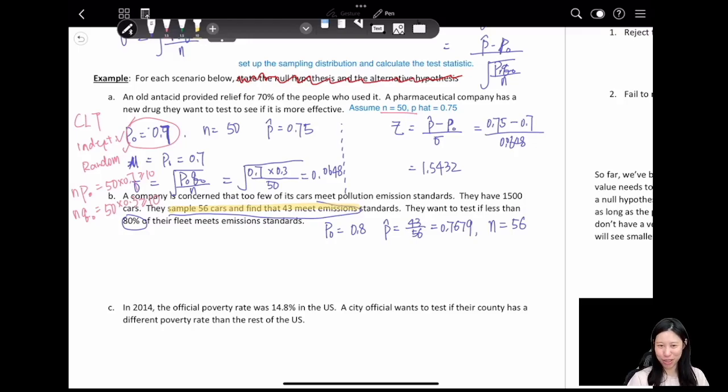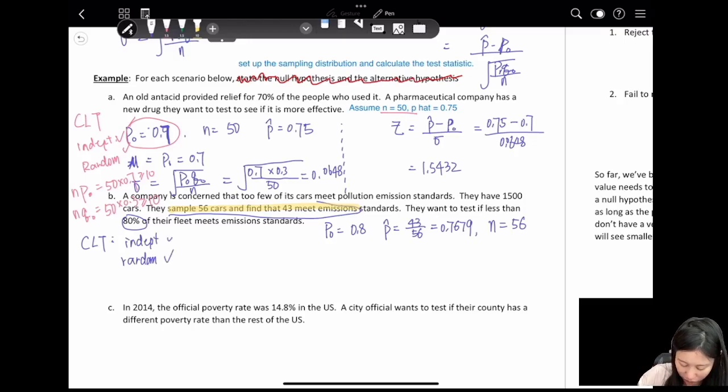So what's the first step when you try to set up a sampling distribution? State the central limit theorem. So from the central limit theorem, we have independence, randomization, and then the success and failure condition. Again, this is built around the null hypothesis. You want to use the sample size, which is 56 times 0.8, which is greater than 10, and then the failure condition should be 56 times 0.2, which is also greater than 10.